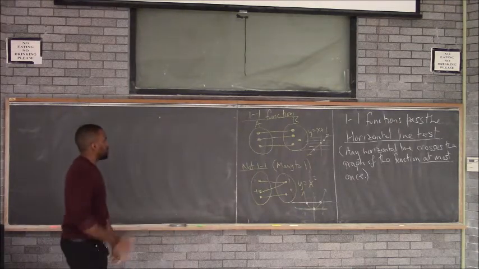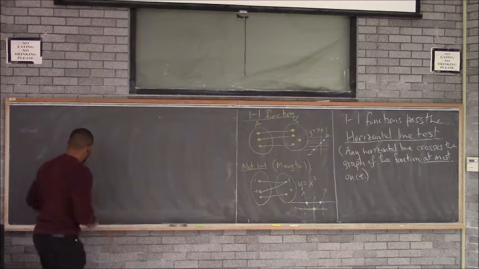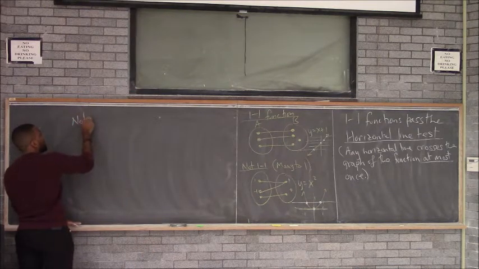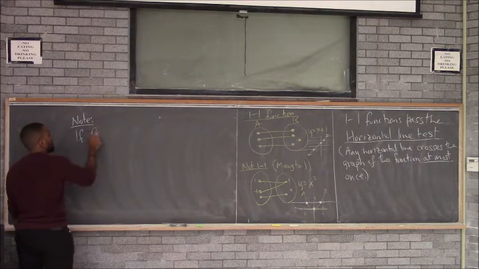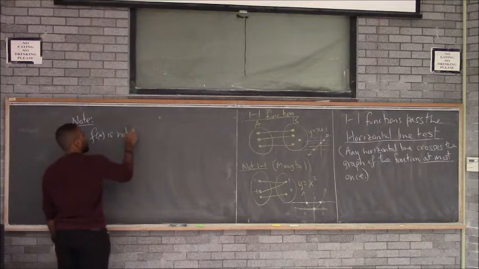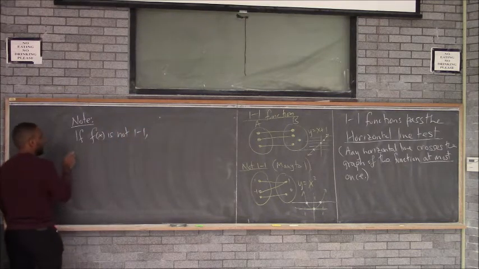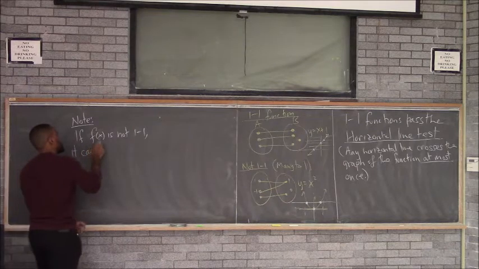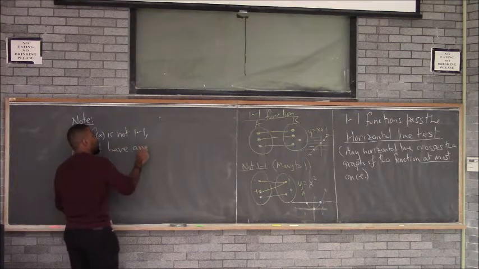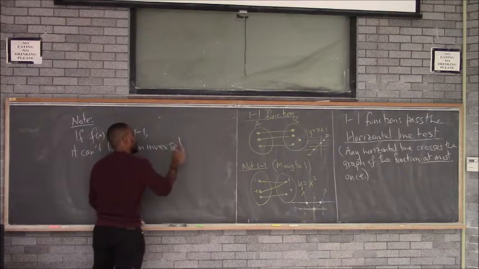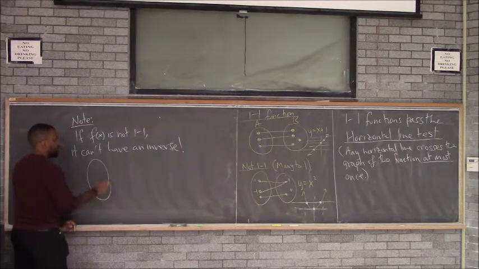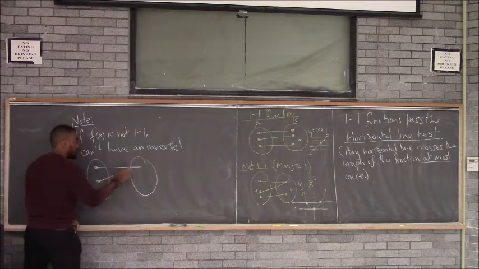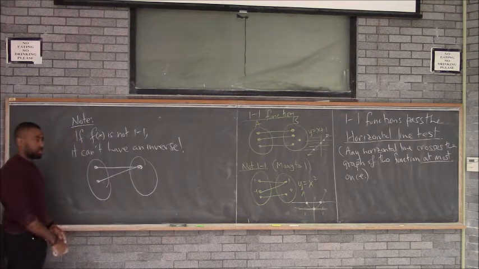Now, one thing you would want to note here: if f is not one-to-one, it can't have an inverse. Well, why can't it have an inverse? Let's say I have two things here heading to one thing over there, right?